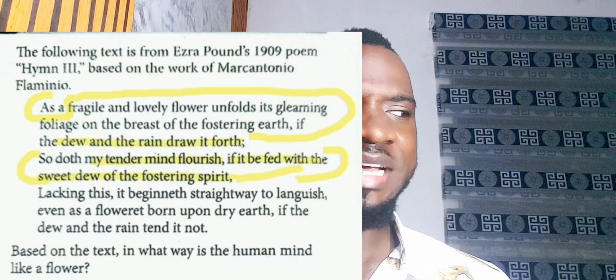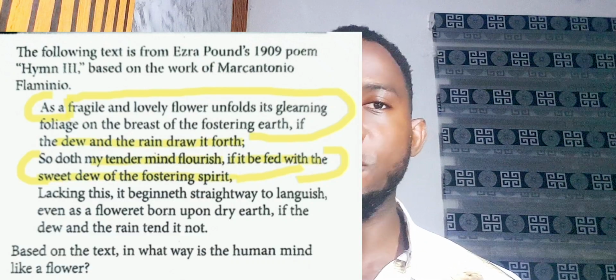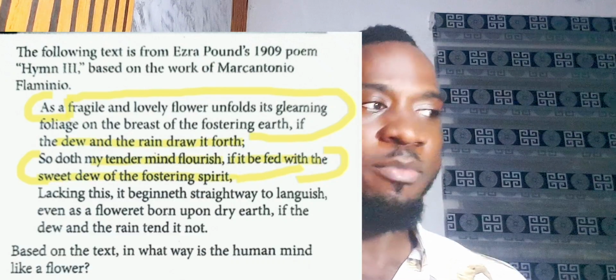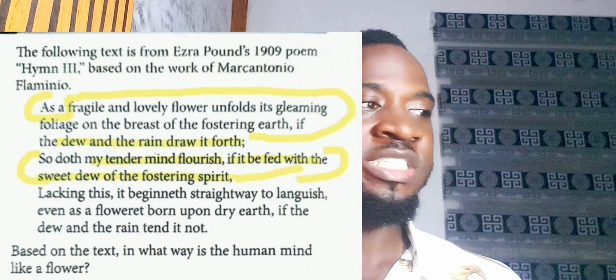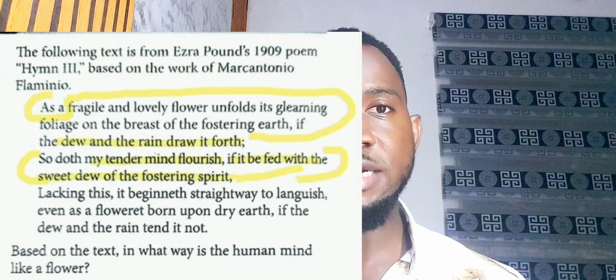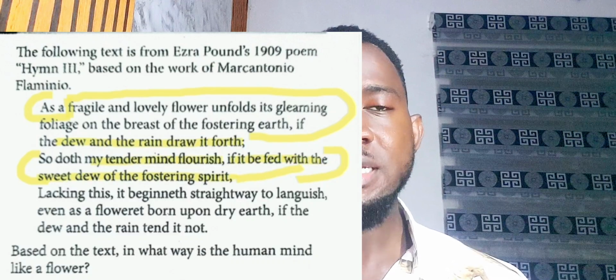So the comparison here is pretty easy. The comparison is that the flower tends to unfold its foliage. The flower tends to become a little more vibrant when rain falls on it. In the same way, the human mind flourishes if fed with a sweet dew of the fostering spirit. So my answer will be something as simple as that the human mind tends to flourish like the flower when it is fed by something that nourishes it. In this, the metaphoric use of the rain is that something that nourishes it. So I think we have our answer.